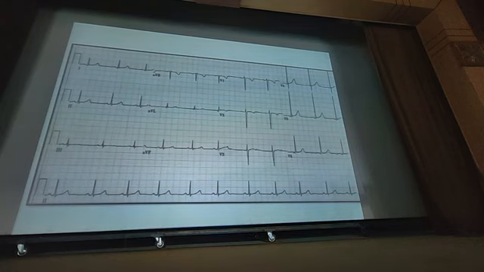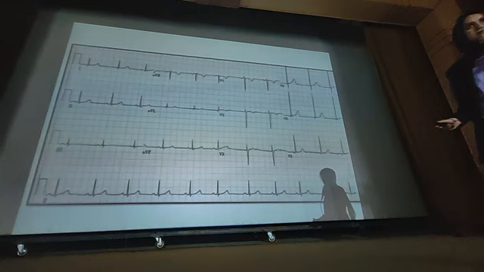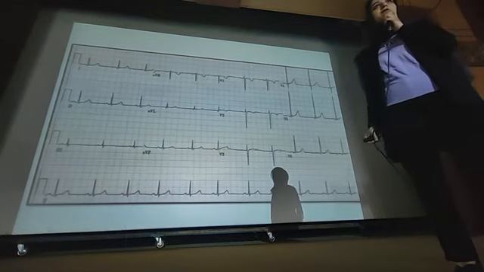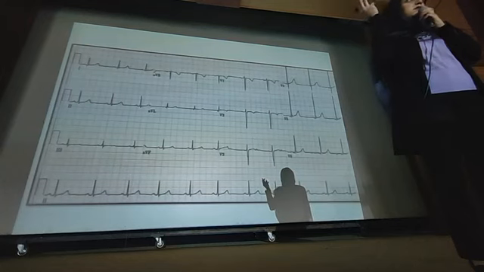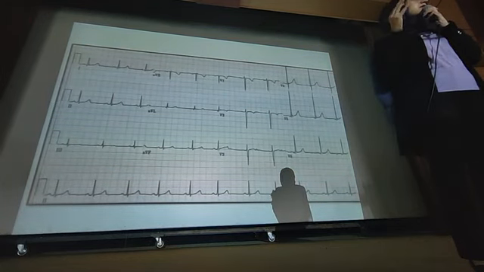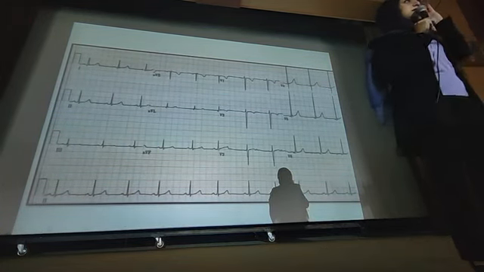Why do we have so many leads? Do you know why we have 12 leads? Why do we not have only leads 1, 2, and 3, and from these 3 leads we can record all of the ECG?